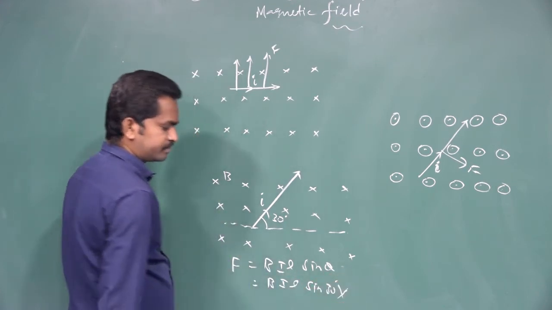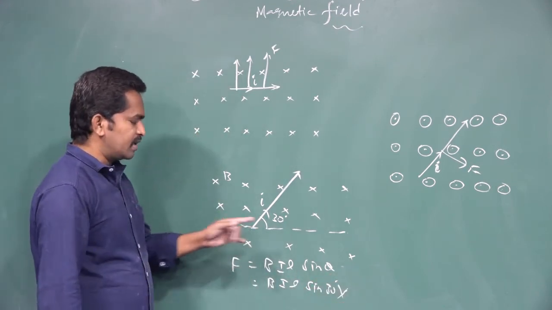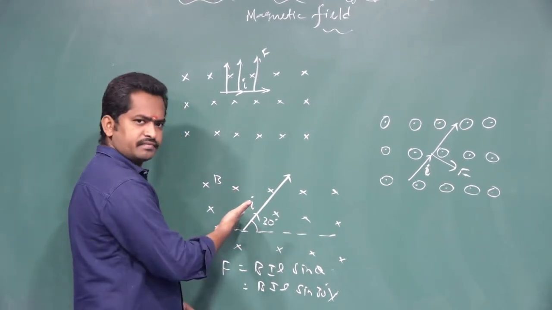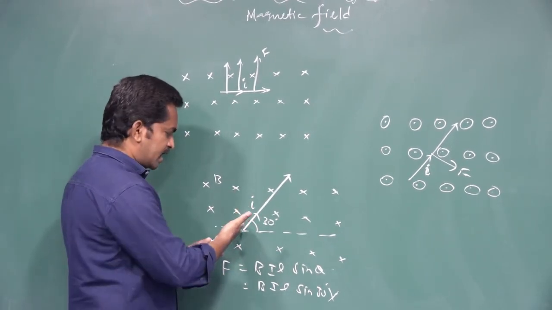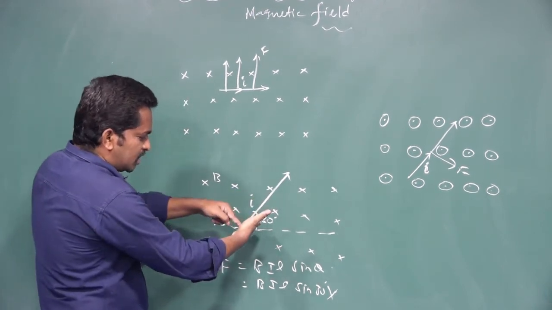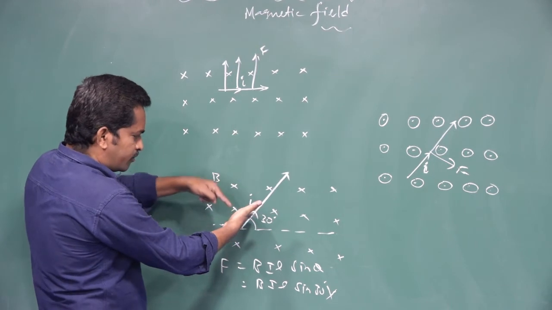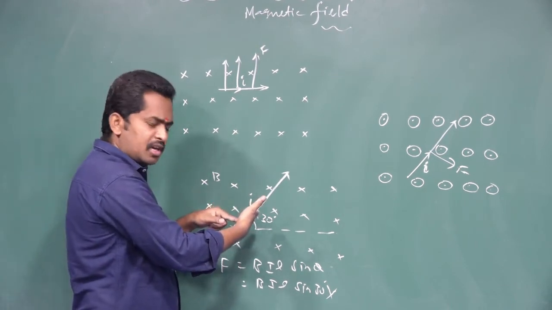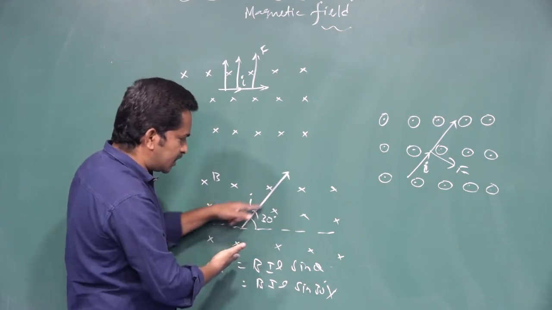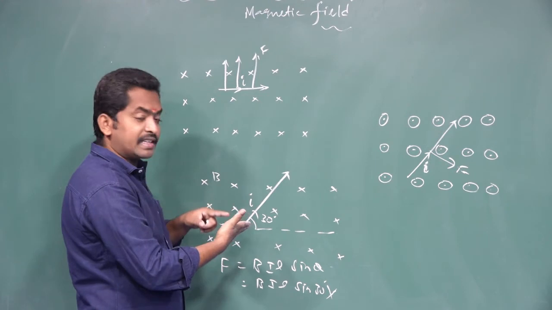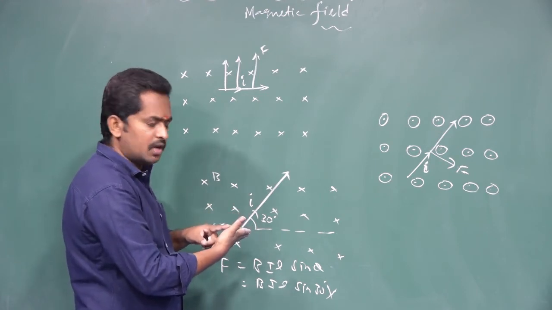This is a wrong one. See, it's very important. Cross means the field is inward direction. This is a current element. The force direction is indicated. You know well, force is perpendicular to the conductor, the current element, and the force is perpendicular to the current. It is very important.